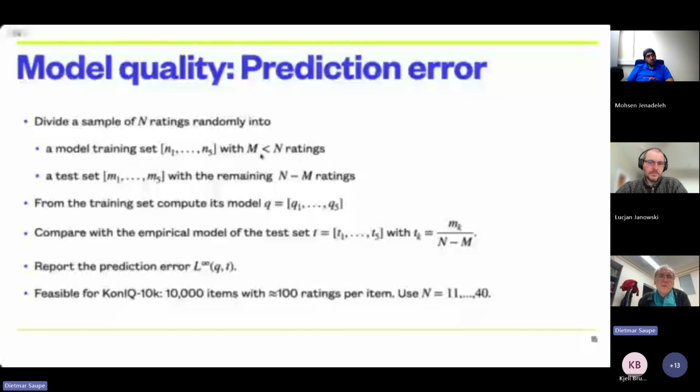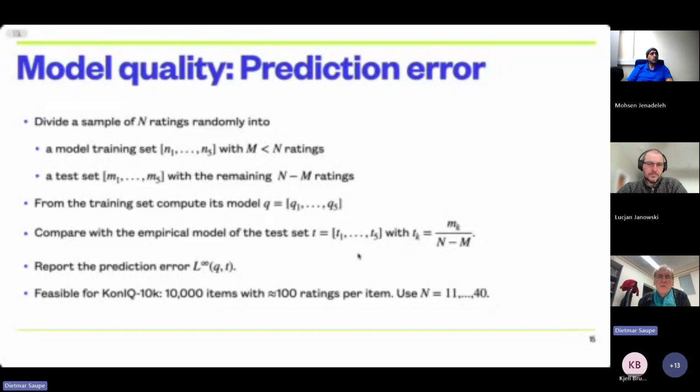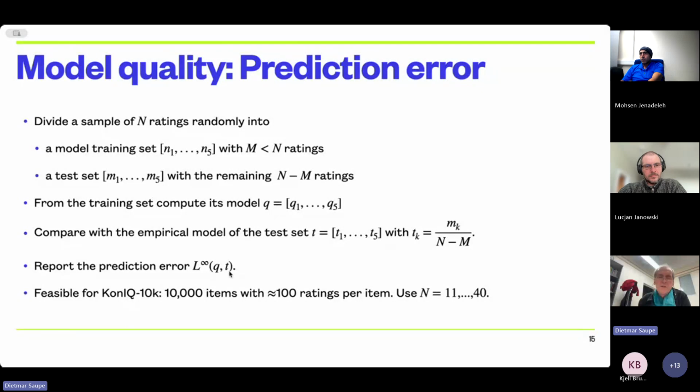So the training set has m less than n ratings, and all the others are then in the test set. From the training set, we compute the model Q, and then we can compare it with the empirical model of the test set. Let's say T is the test set distribution of the ratings from 1 to 5. Then we can report the prediction error, and we have used the infinity error between our model from the training set and the probabilities from the test set T.